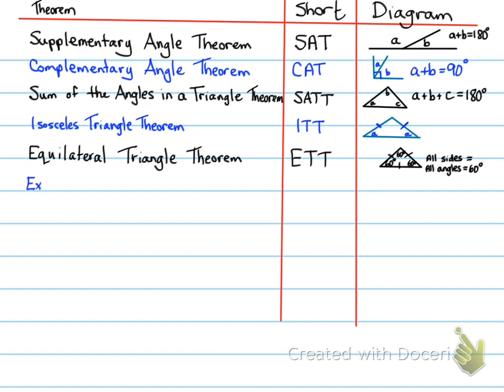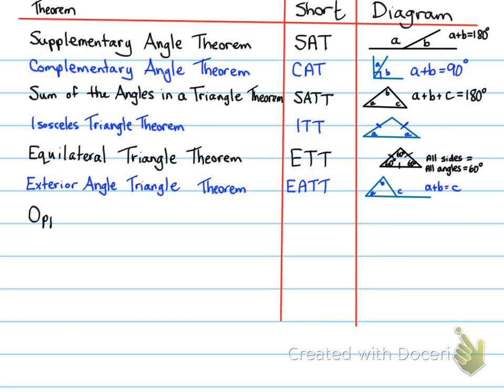Next, we have an exterior angle triangle theorem. An exterior angle triangle theorem is EATT. And that is, if I create an exterior angle along one side of the triangle, that will equal the sum of the other angles that are opposite of its supplementary angle. So A plus B will equal the value of C. That's known as EATT. We also had opposite angle theorem.